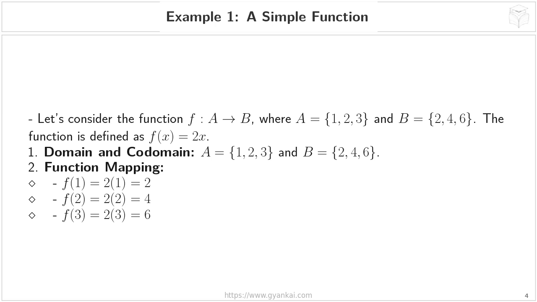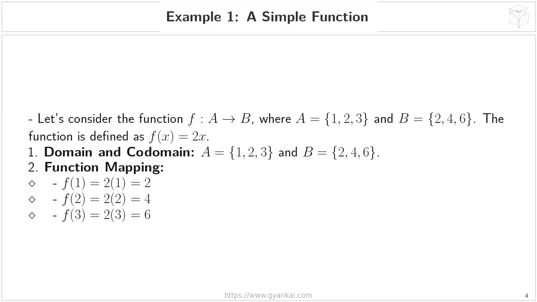Let's break down the steps. First, we clearly identify our domain and codomain, which we've already done. A is the set containing 1, 2, and 3, and B is the set containing 2, 4, and 6. Next, we need to determine the function's mapping. This means finding out what f does to each element in set A.